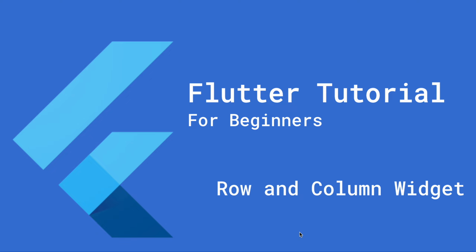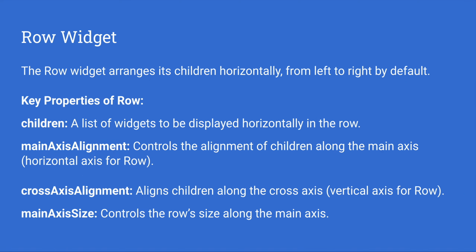Hello friends, today we are learning Row and Column widgets in Flutter with an example. So let's start. First is the Row widget. The Row widget arranges its children horizontally, from left to right by default.